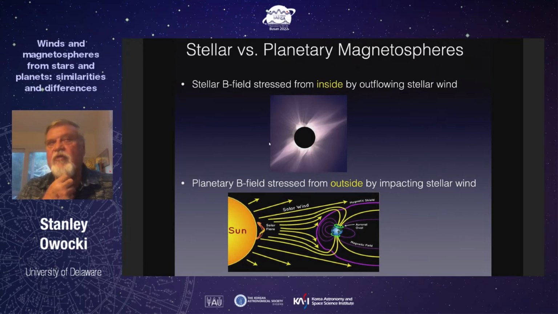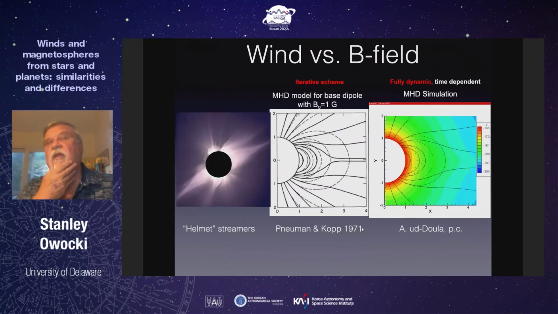stellar magnetosphere is from the inside outflowing stellar wind. It comes from the inside material that's trying to flow outward, whereas planetary magnetic fields are stressed from the outside by the impacting stellar wind. And so let's try to look at how this occurs.